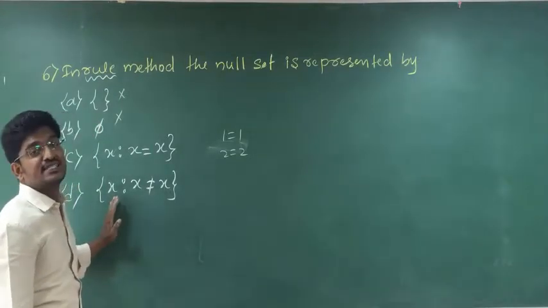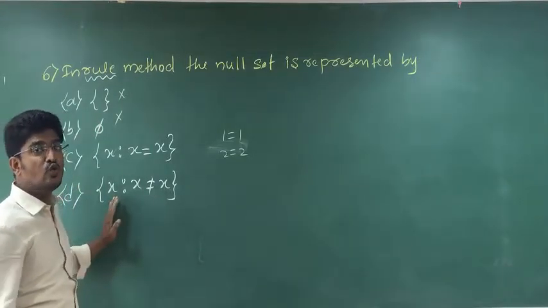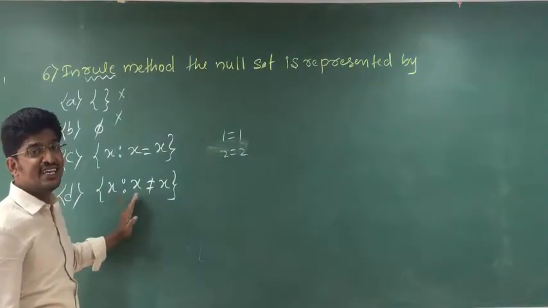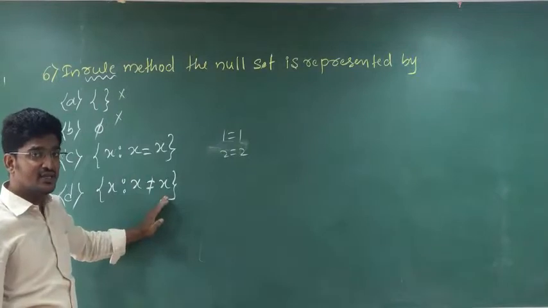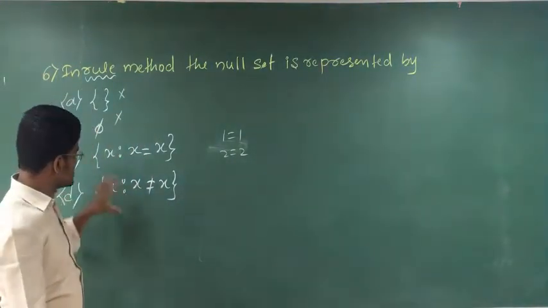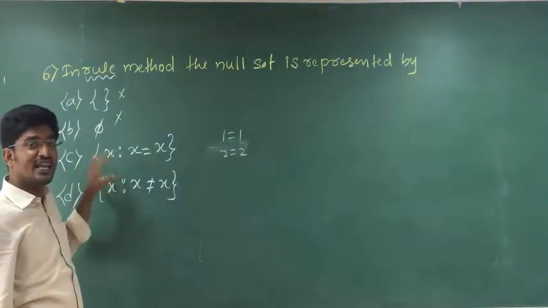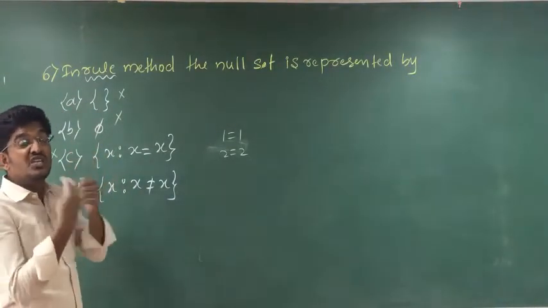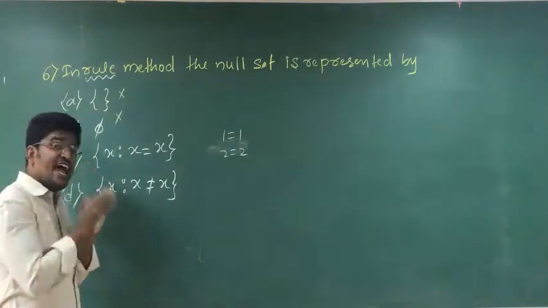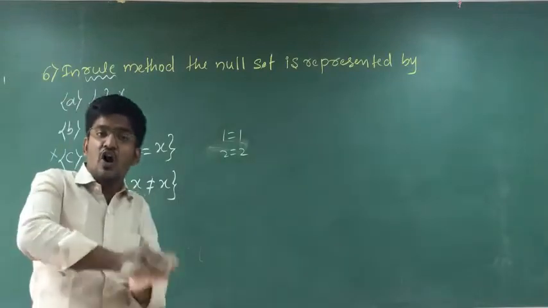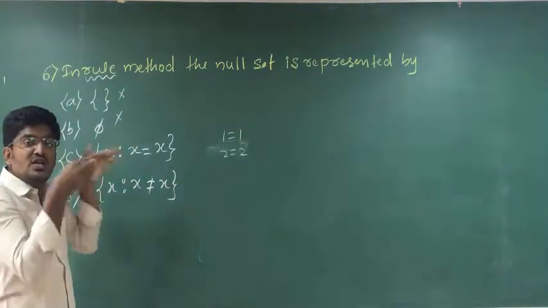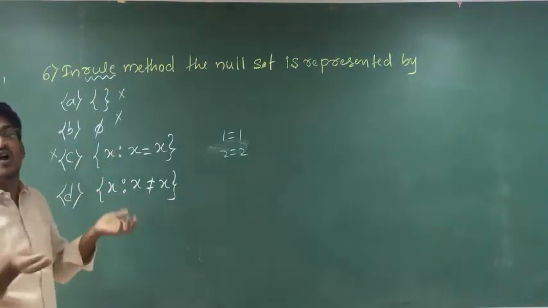Go to D. What is D here? Collection of x. Please understand how to read it. Collection of x such that x is not equal to x. That means x is a number here. What is he doing? He is collecting the numbers. Which type of numbers? Such that means which type of numbers? That number must not be equal to itself. x is not equal to x. That means the number is not equal to itself.